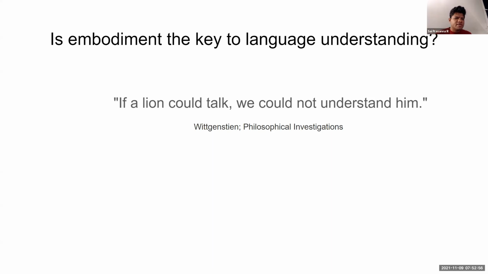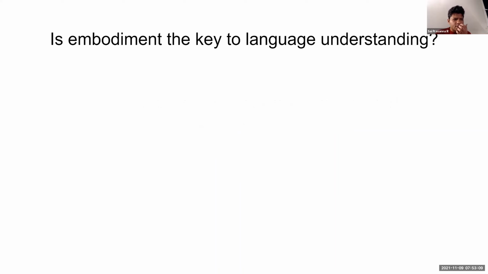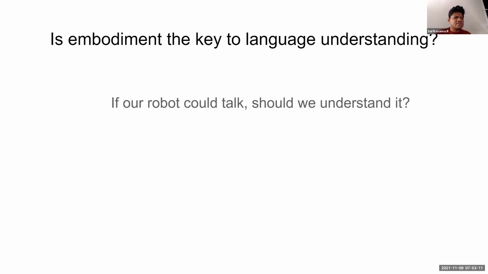I haven't read it fully, but it talks a lot about language and how context is important, and how language doesn't have a single meaning or something. So now the next question I would like to think about is, if a robot could talk, should we understand it?